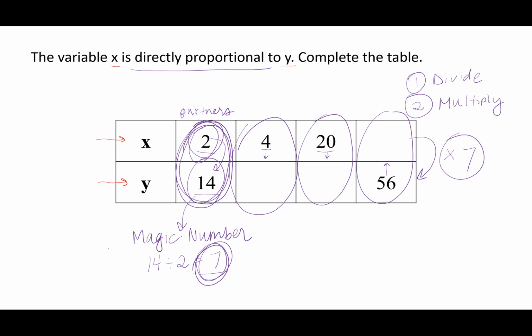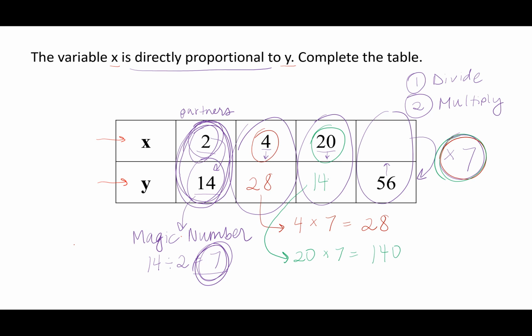So now I can take the rest of the values and use that magic number to calculate the missing pieces of the table. So I'm working with this value of x here. To find that value of y that matches, I need to multiply it by 7. 4 times 7 gives me 28, so that would be our missing value here. Let's keep moving on. For the next one, if I'm looking at x is 20, I would take that value, multiply it again times my magic number 7, and come up with 140. So that fills in this y value of the table.